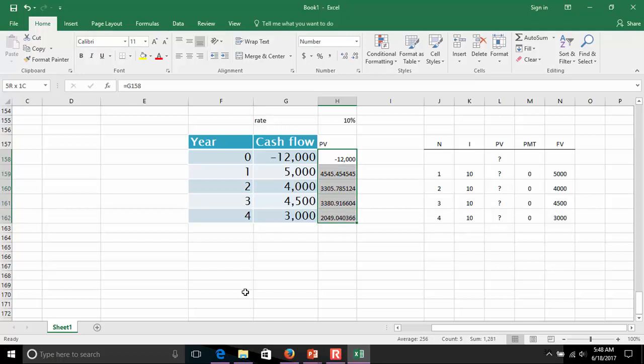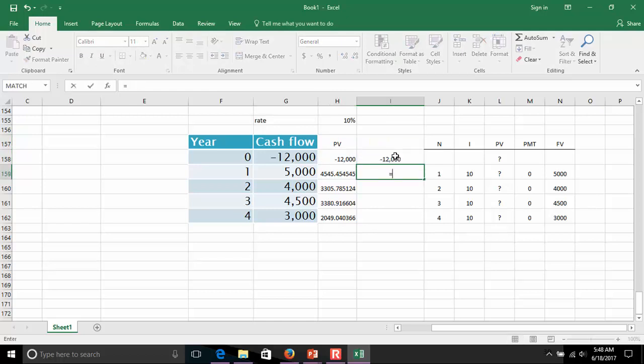Once we have these present values, finding the discounted payback is exactly the same method we went through to find the payback. We are just going to use the present value. So I'm going to keep a cumulative total in terms of present value. Each year I start with minus 12,000, and the next year I add in this 4,545, the present value of the money I received that year. The next year I do the same thing, just adding in those numbers in terms of present value.